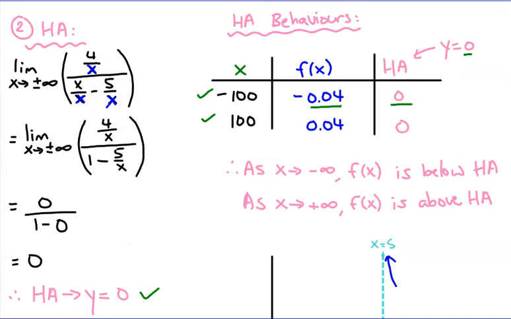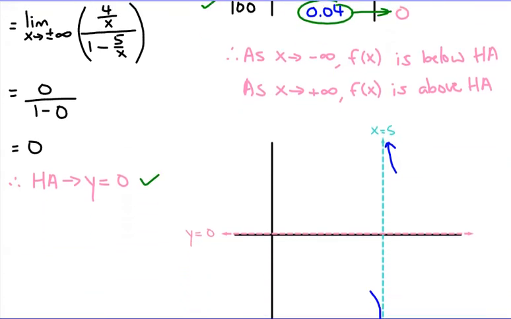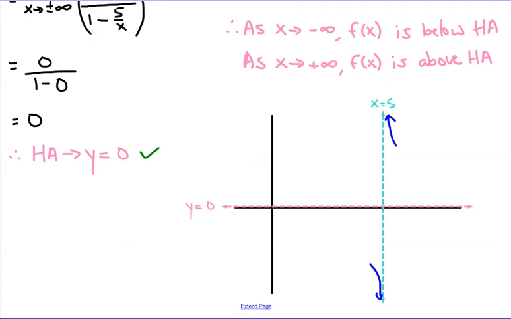So that 0 came from the fact that y equals 0. This one looks like it's below the horizontal asymptote, whereas this one looks like it's above the horizontal asymptote. So here's the above, here's the below, and so our function will probably do one of these, and this will be our f at x.